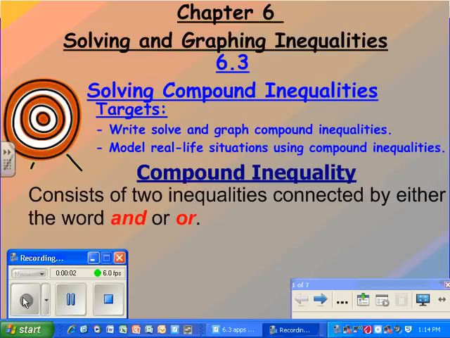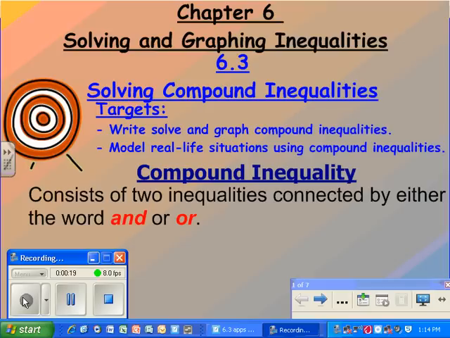So we're still in Chapter 6, Solving and Graphing Inequalities. We're still in 6.3, Solving Compound Inequalities. Our targets, we're going to write, solve, and graph compound inequalities. And today specifically, we're going to model real-life situations using compound inequalities.